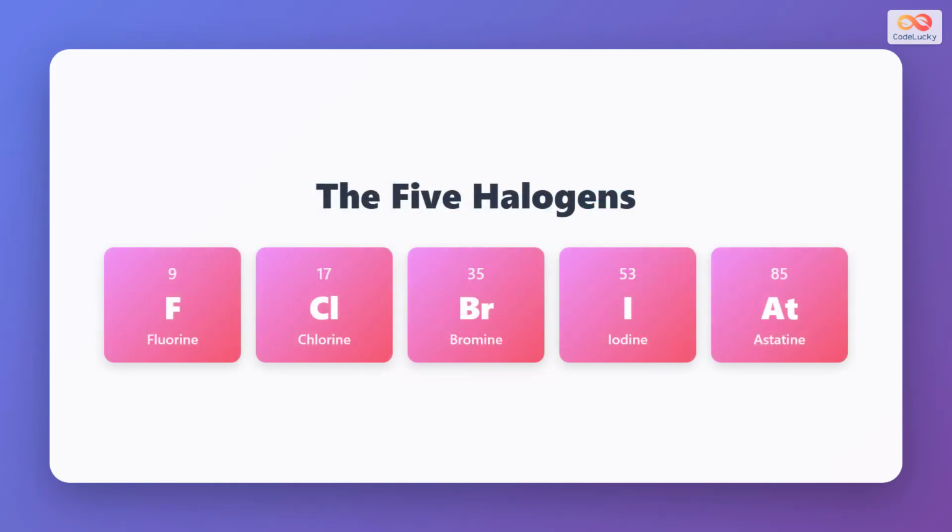Group 17 contains 5 naturally occurring elements. Starting from the top, we have fluorine with atomic number 9, chlorine with atomic number 17, bromine with atomic number 35, iodine with atomic number 53, and astatine with atomic number 85. Each of these elements has unique properties, but they all share common characteristics that define them as halogens. Astatine is extremely rare and radioactive, so most discussions focus on the first 4 elements.